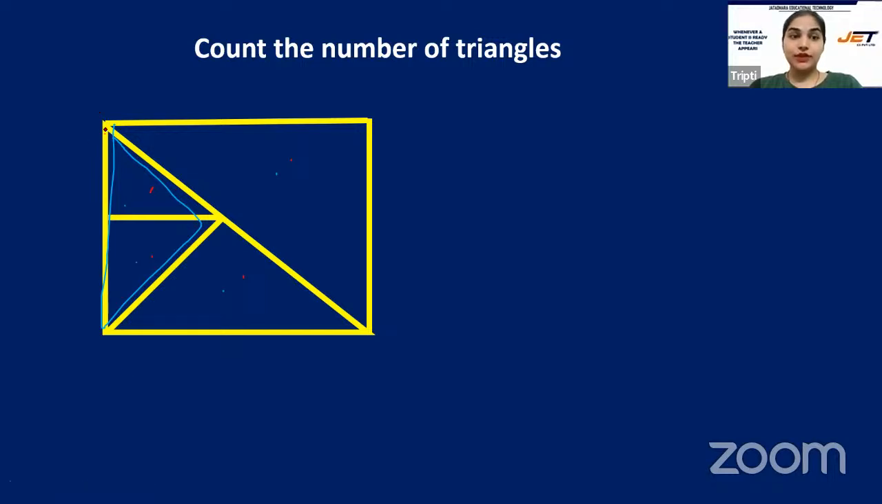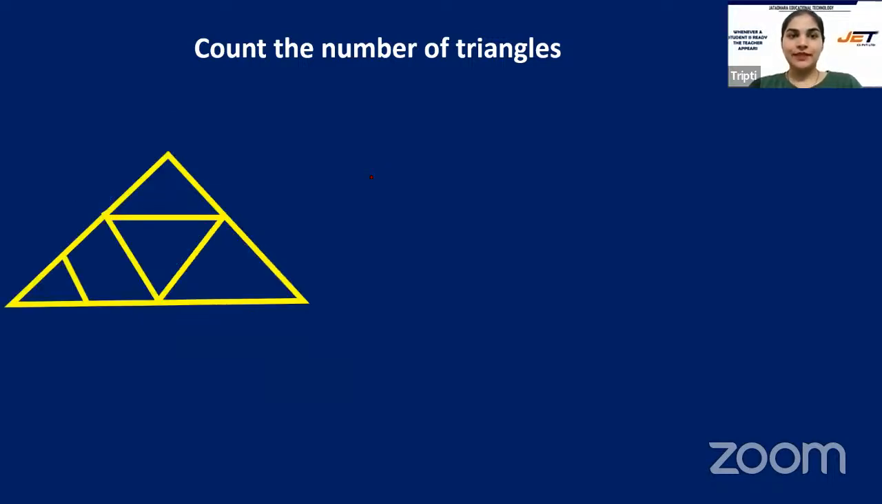Okay, wait. Did we do this one? This part, sixth one? 1, 2, 3, 4, 5, and then 6. 6 triangles. Next one, count the number of triangles in this.